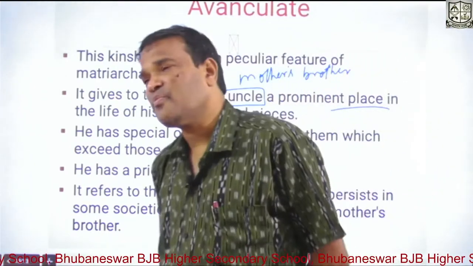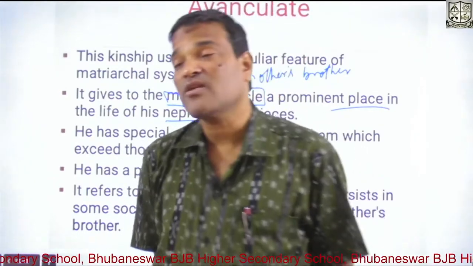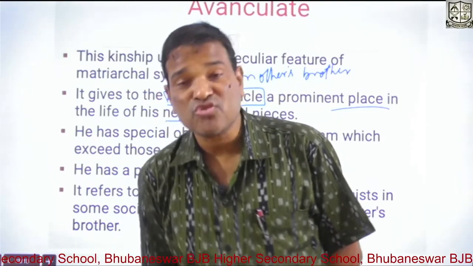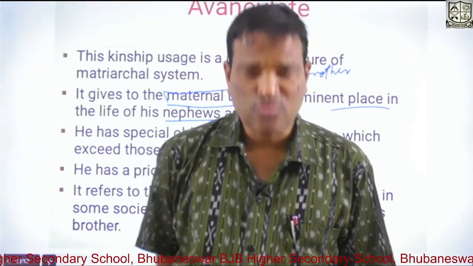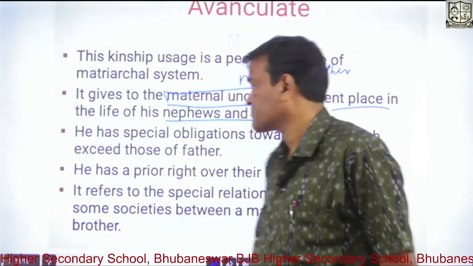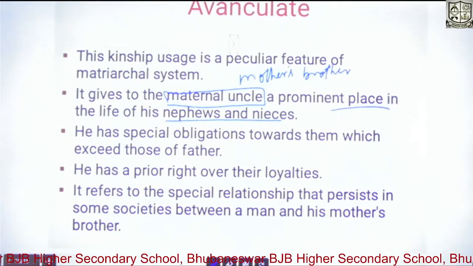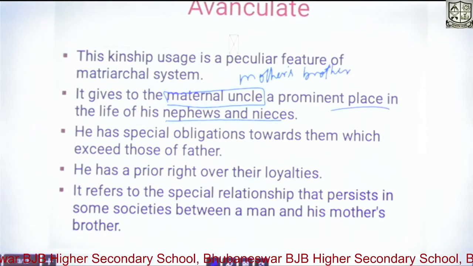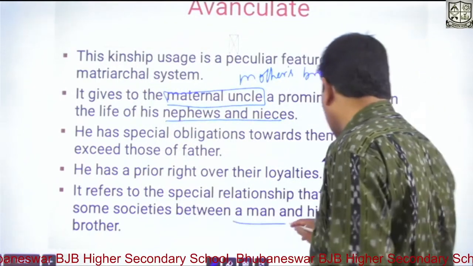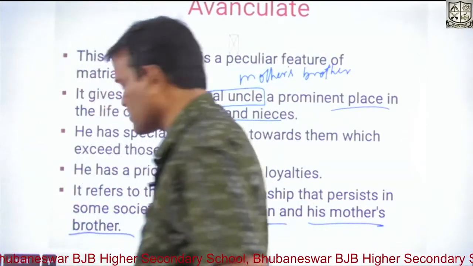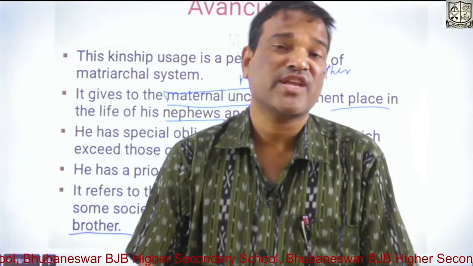In comparison to the father, the maternal uncle has more right, more social obligation, more social responsibility in the life of the nephew. So that is called avunculate. He has a prior right over their loyalty. It refers to the special relationship that persists in some societies between a man and his mother's brother. The relationship between these two kin is stronger than others.